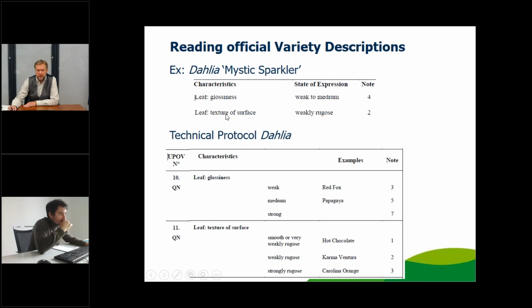If it comes to the texture of the surface of the leaf, it's noted with note 4, weakly rugose. Looking at the technical protocol, this is comparable to the variety Gamma Ventura.